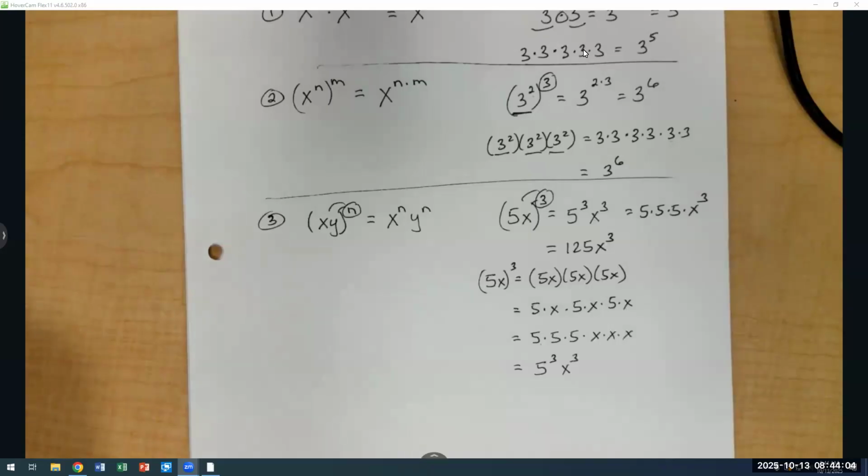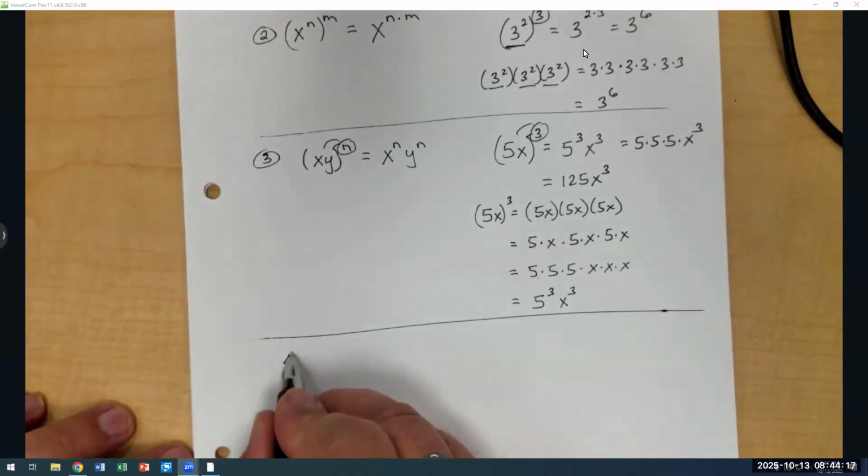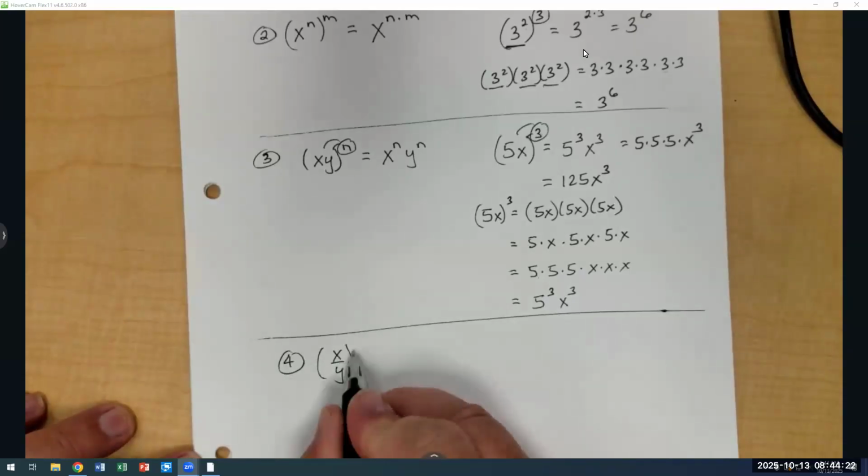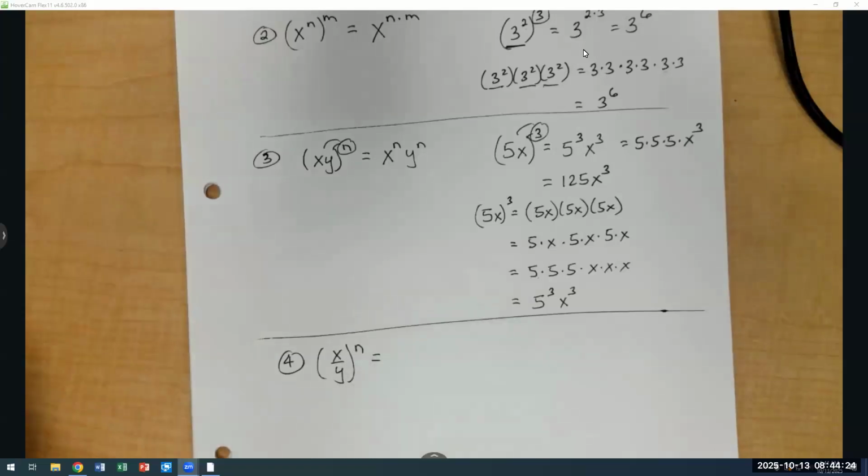Again, the more you memorize the properties as we go along, the easier math will be for you. It also works with fractions.